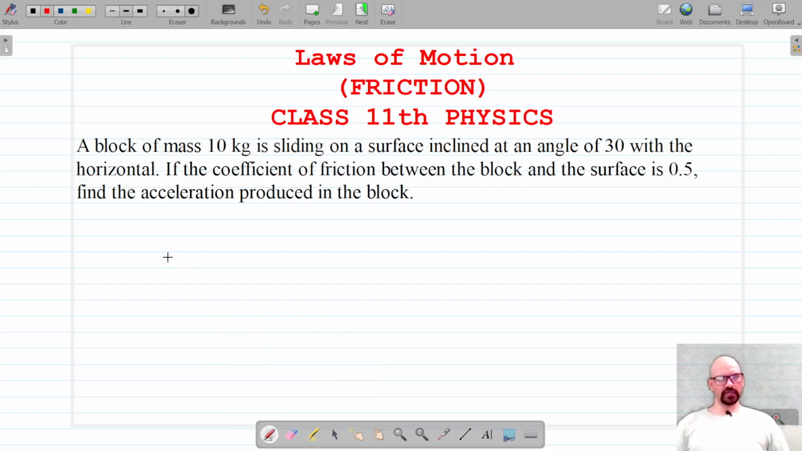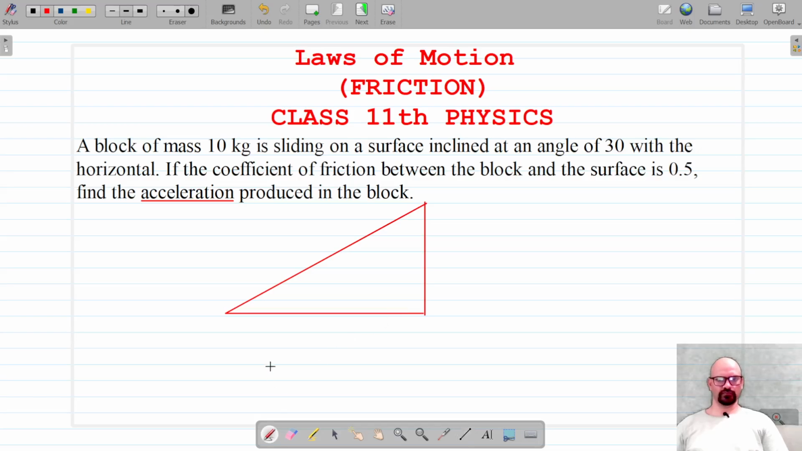For the next question, it's given that a block of mass 10 kg is sliding on a surface inclined at an angle of 30 degrees with the horizontal. If the coefficient of friction between the block and the surface is 0.5, we have to find the acceleration produced in the block. So let this be an inclined surface, and the angle of inclination is 30 degrees. A body of mass 10 kg is sliding.